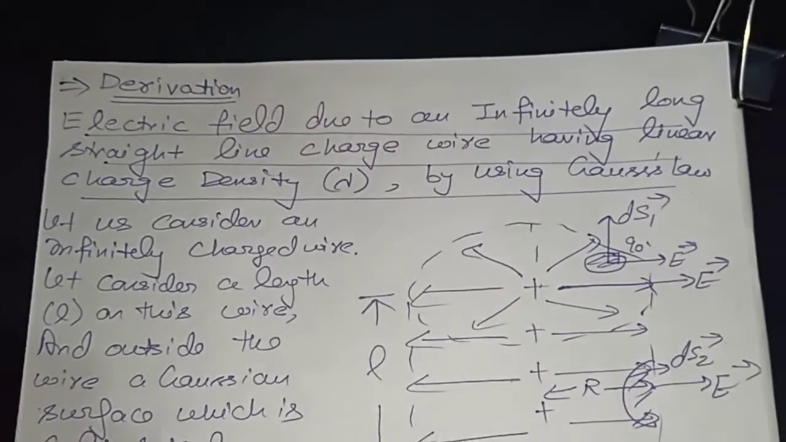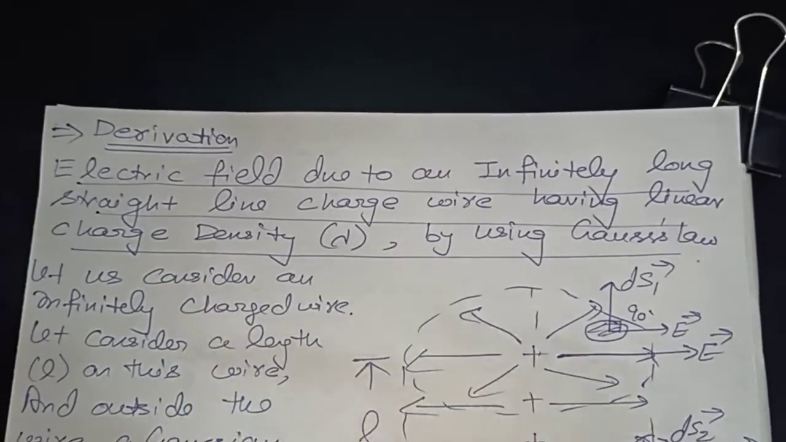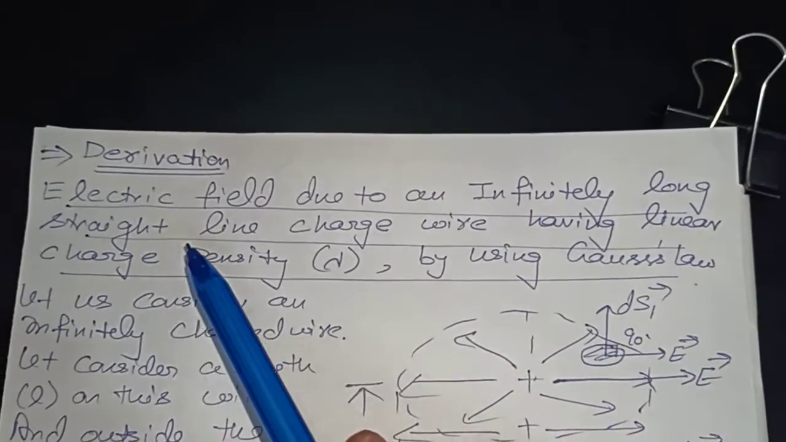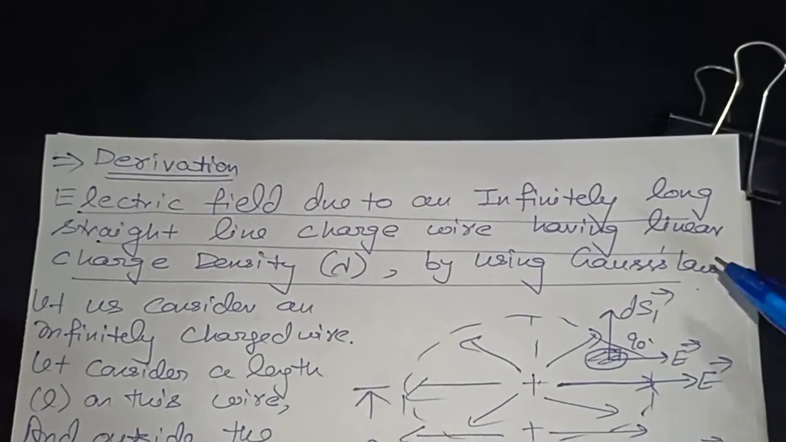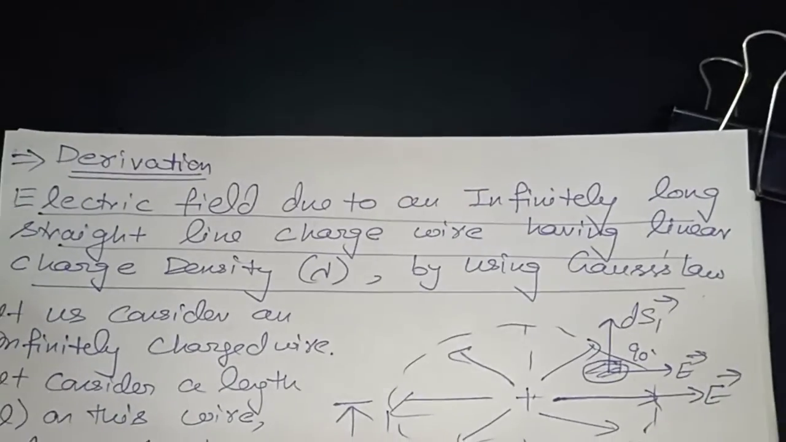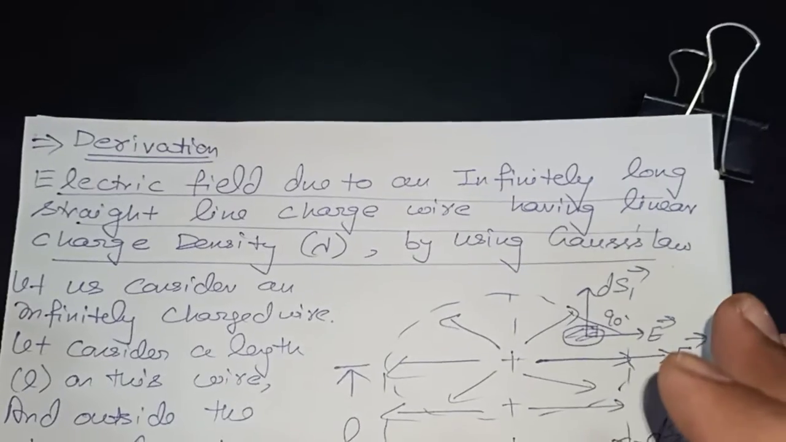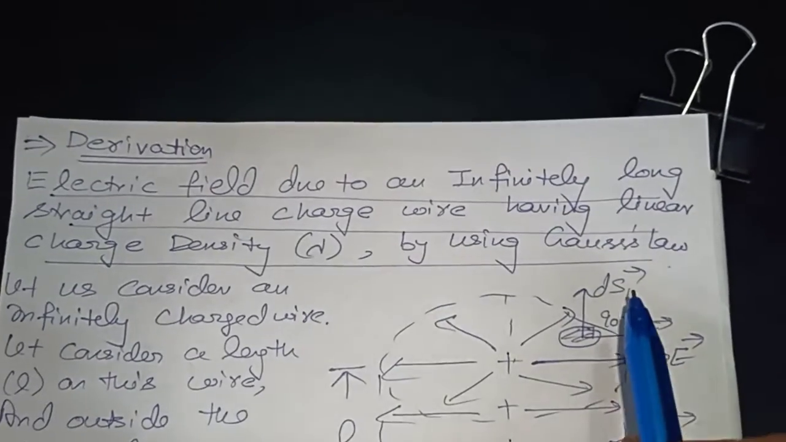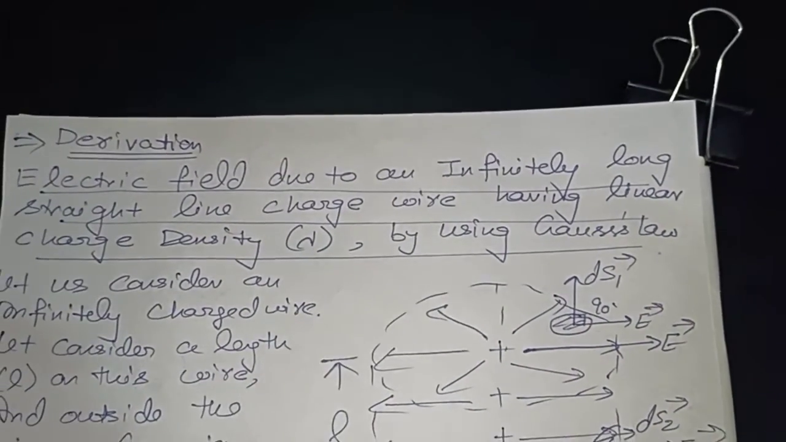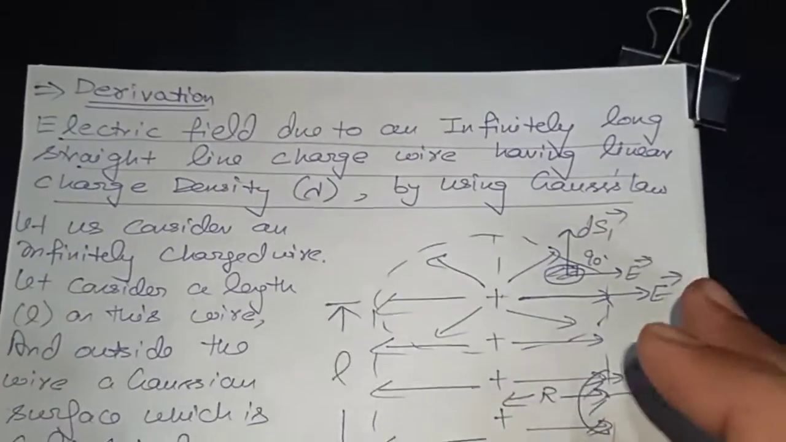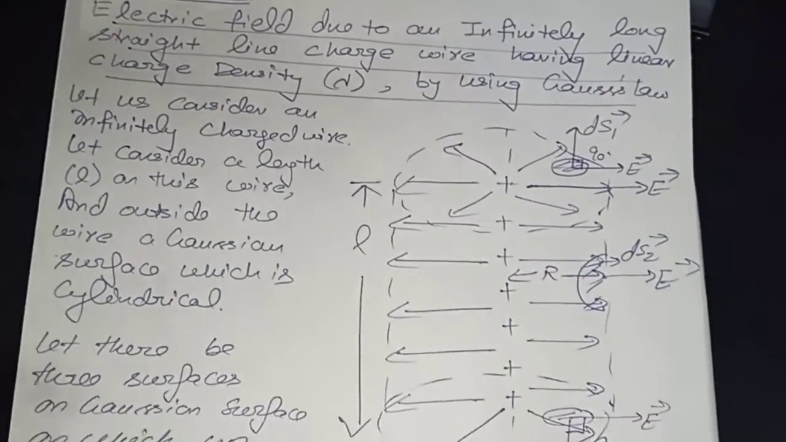Now students, we have another derivation, based on Gauss theorem: calculating the electric field due to an infinitely long straight charge wire having linear charge density lambda by using Gauss law. This electric field we can also calculate without using Gauss law, and we have already discussed that derivation in previous lectures. By using Gauss theorem, this derivation is very simple, and please see how we calculate it.